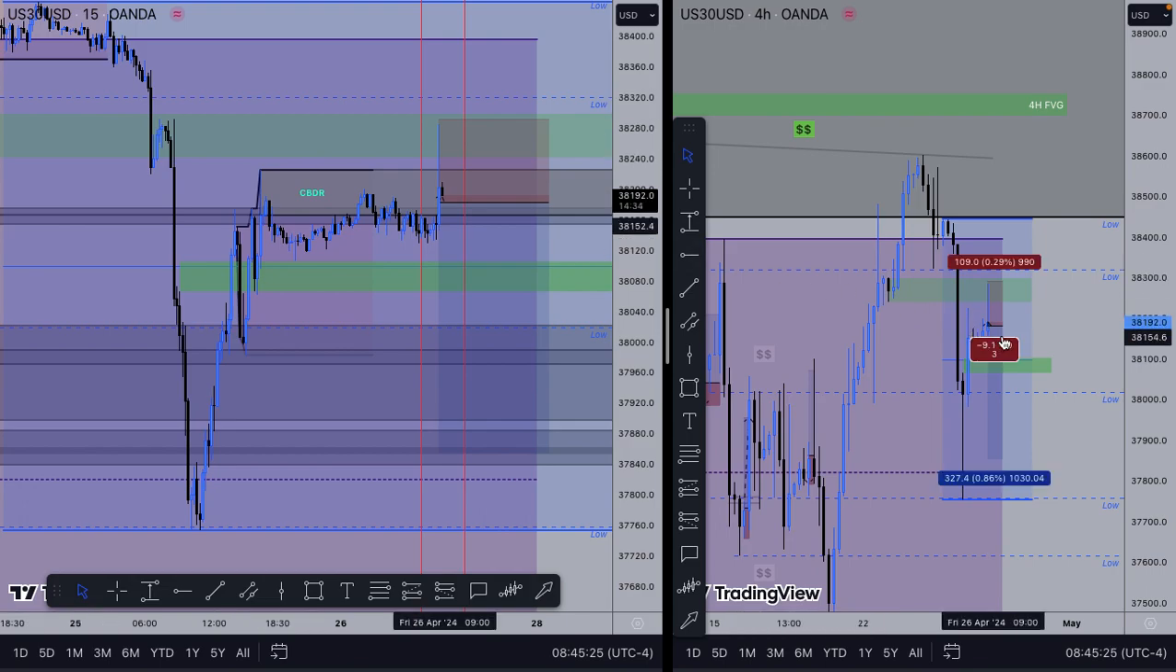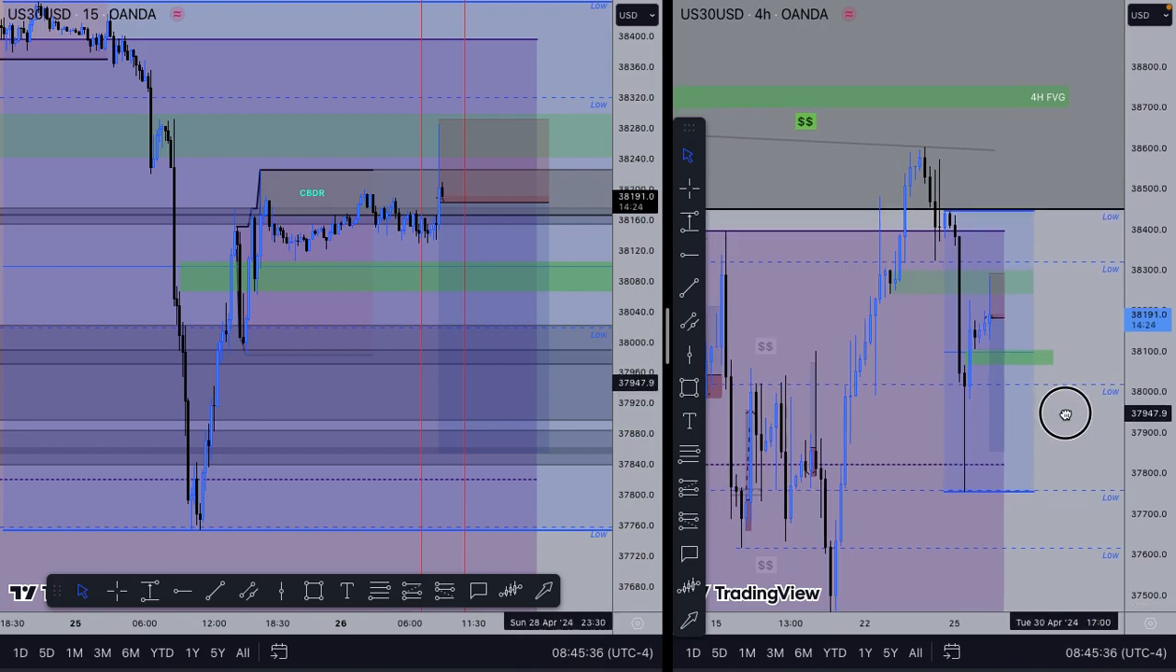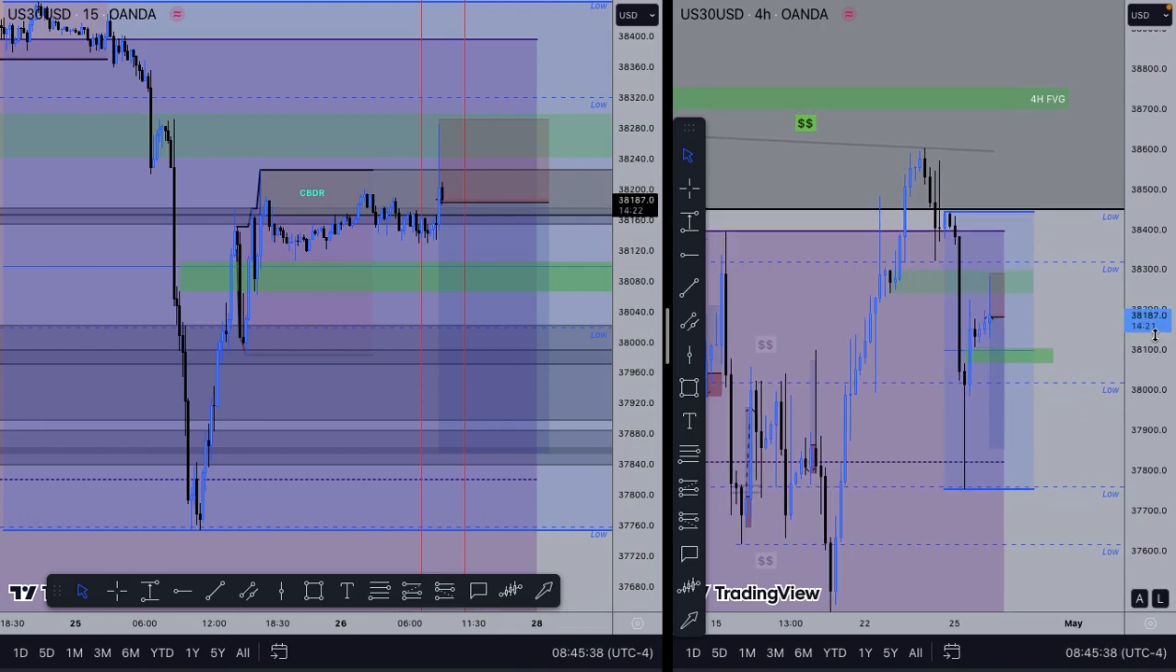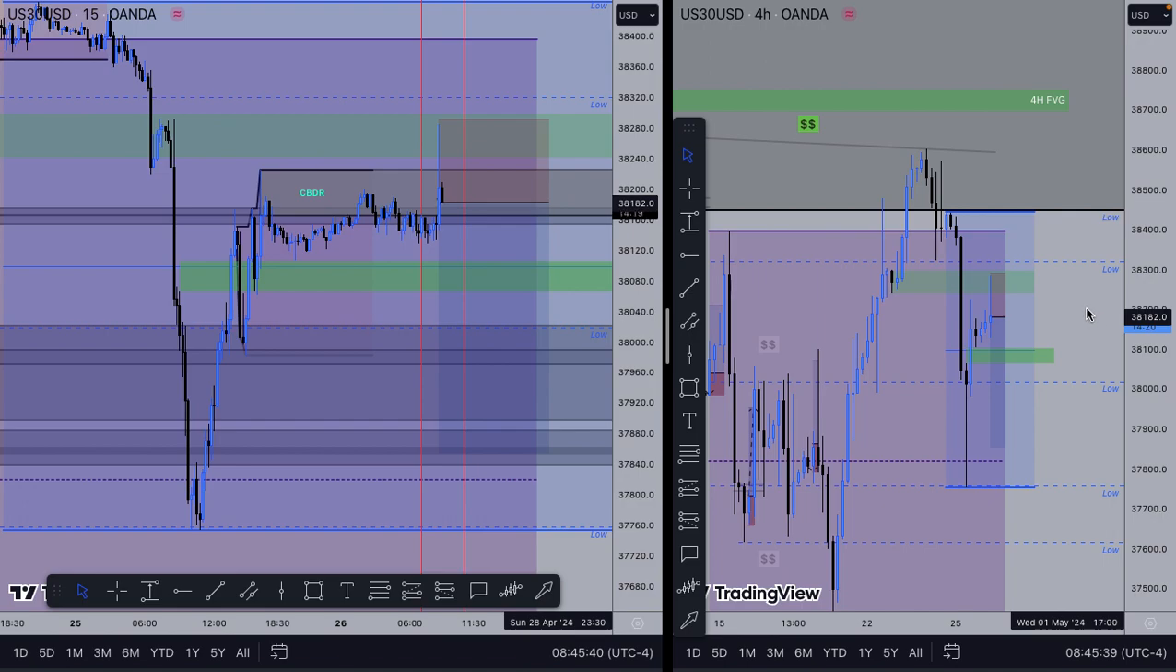So again, on a 4-hour, I like how she's playing out. We got a nice wick. We took a high from yesterday, and I just want to see if she plays down and see what she does. Let's see what she does, guys.